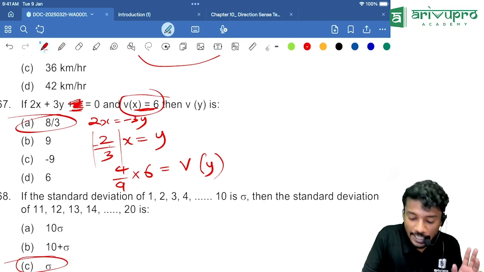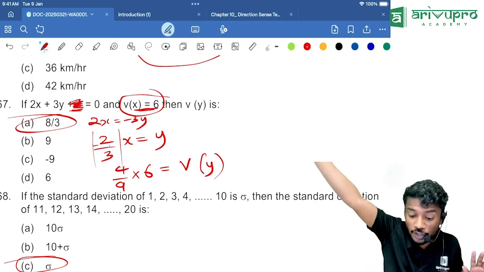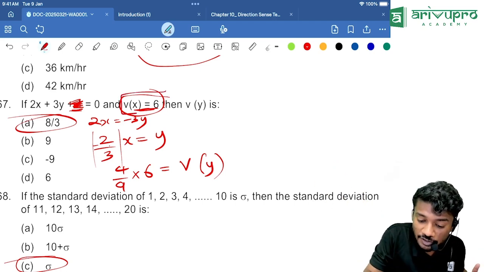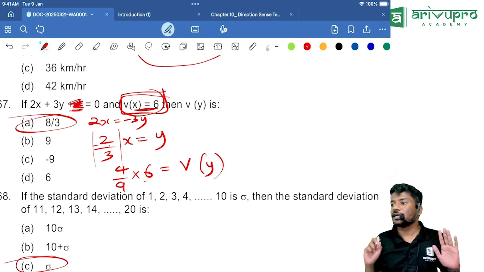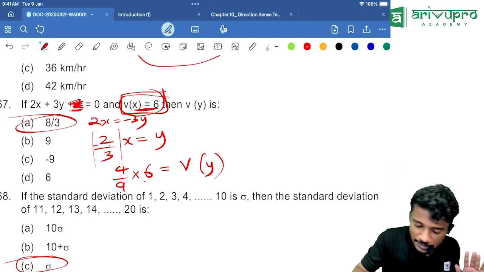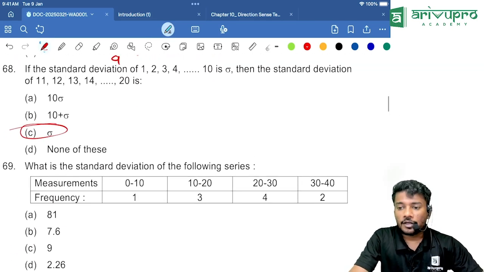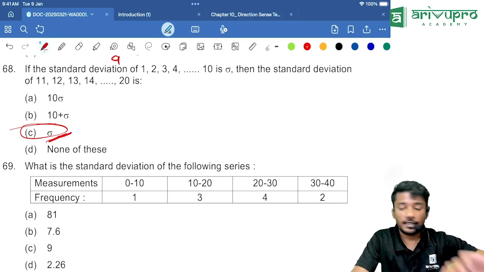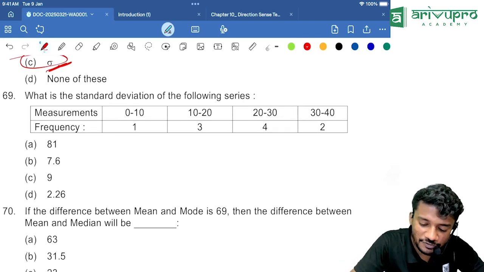Then 2 by 3 x is equal to y. That is in terms of standard deviation. For variance, what we should do? We should square it. That's why it is becoming 4 by 9. Variance of x is already given, 6 into 6. Answer is 8 by 3. Next. Got it? Did you understand why it is sigma? Next question. What is the standard deviation of the following series?